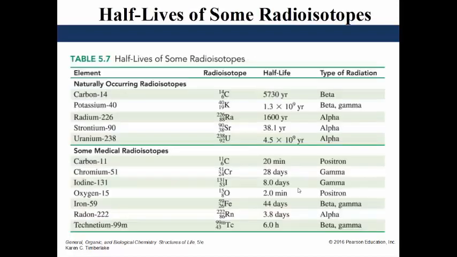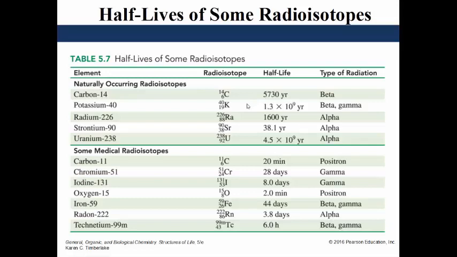Now this table has some half-lives of some common radioisotopes. Probably the most commonly known one is carbon-14. This is used to date fossils. When you hear the term carbon dating, that's usually what they are referencing, carbon-14 dating. Its half-life is 5,730 years, and the type of radiation it emits is beta radiation.